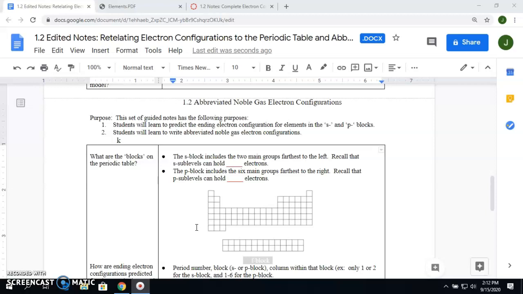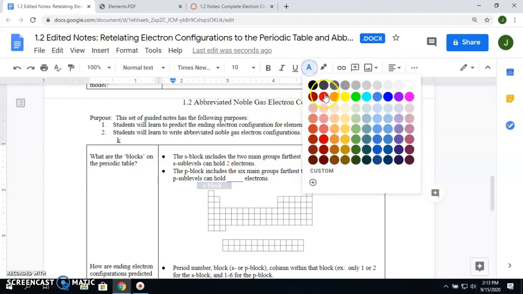Today what we're going to learn about is called abbreviated noble gas electron configurations. We're going to start by learning about what are called the S and the P blocks on the periodic table. And remember, there are S and P sublevels that we've talked about with electron configurations. The S block includes the two main groups that are farthest to the left. It's going to be these two over here. And recall that S sublevels can hold 2 electrons. So this right here would be the S sublevel.